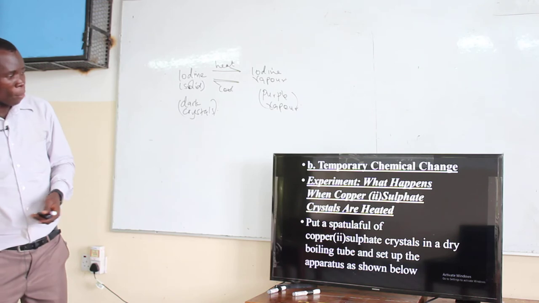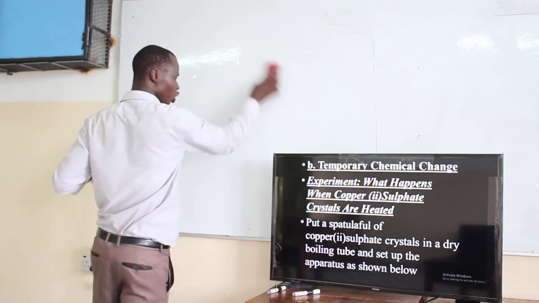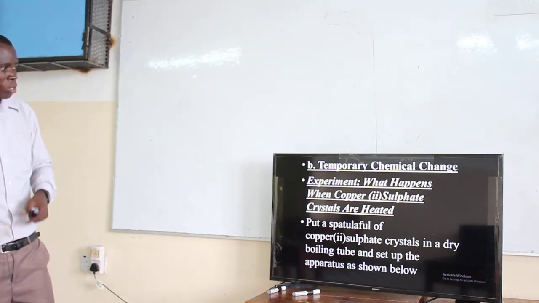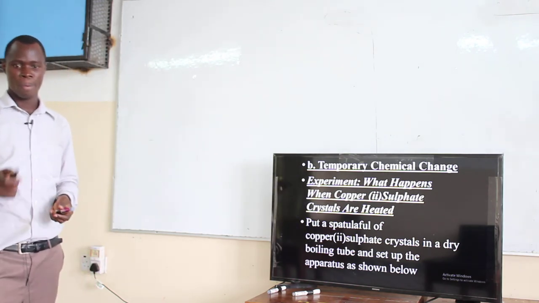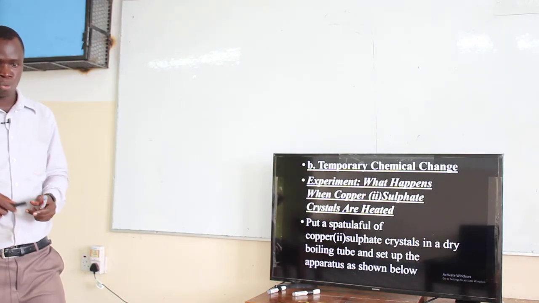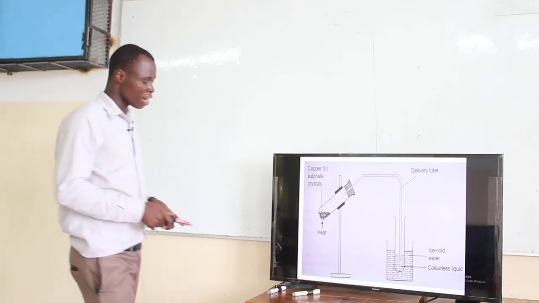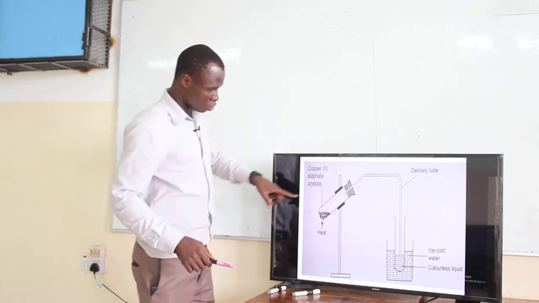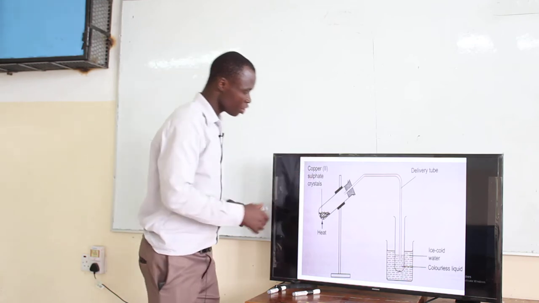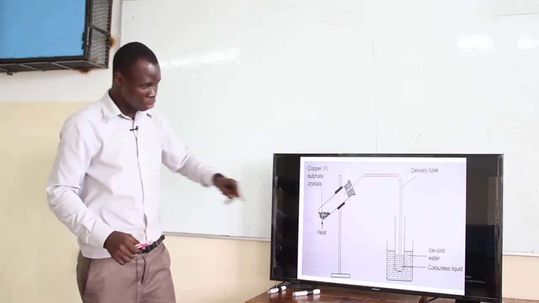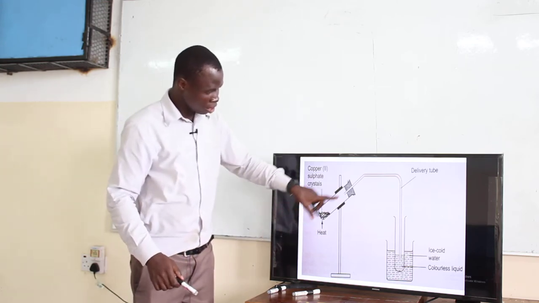The second one, we're going to talk about what we call temporary chemical change. In temporary chemical change, we are going to see what happens when copper 2 sulfate crystals are heated. Put a spatula full of copper 2 sulfate in a dry test tube and set up a water system below. This is hydrated copper 2 sulfate, which is blue, so that you can get that water. You put it here, then deliver it over.